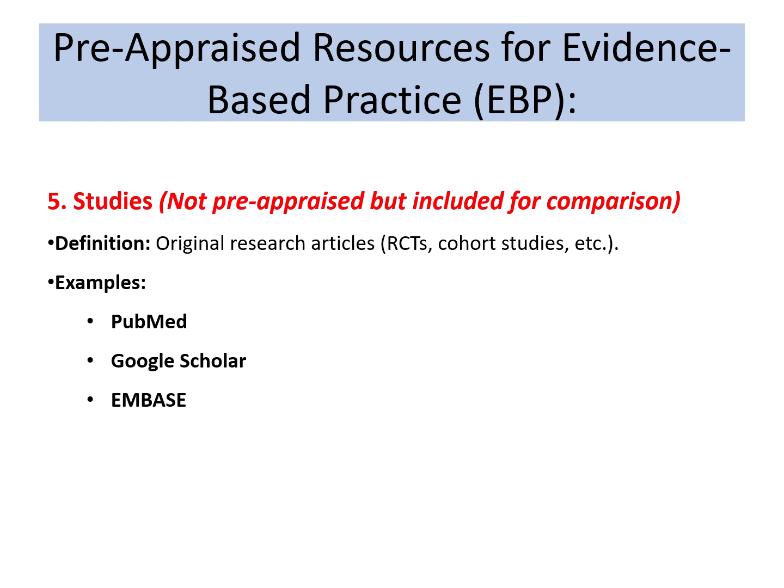The fifth one, in which we directly go to the studies. These are not pre-appraised but included for comparison. For example, RCTs and cohort studies, and the platforms providing access to these studies are PubMed, Google Scholar, and Embase, in which you can approach these studies, read them, and identify the evidence relevant to your need.